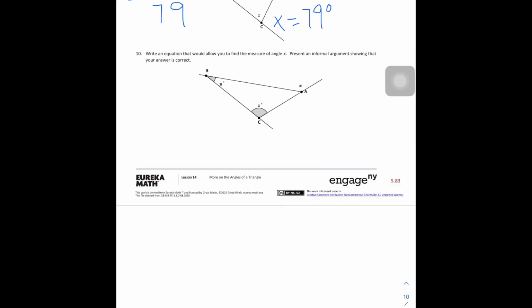Number 10, I'm looking for writing an equation where I find what is x. X is the outside, so no numbers here. I'm just setting up the problem. I would be adding these two interior angles, and it will equal x. So y plus z equals x, or you could flip the order. Z plus y equals x.